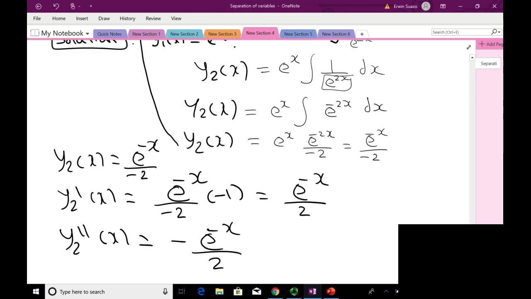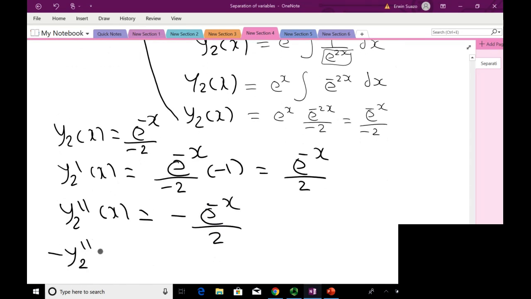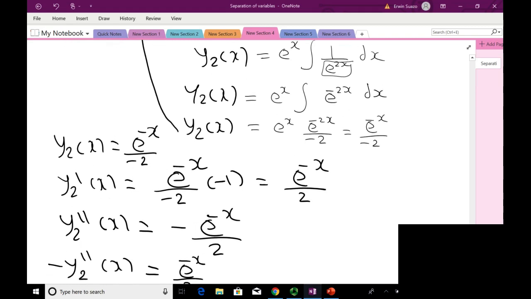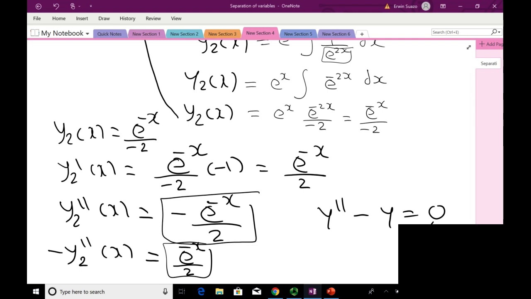And now the other part of the equation says minus y. So minus y2 of x, my original, that will be e to the minus x divided by 2. So the equation is saying y double prime minus y equals 0. So we are replacing: the first one is this minus the second one, so this plus this is 0. So y2 of x is a solution of this equation. Okay?